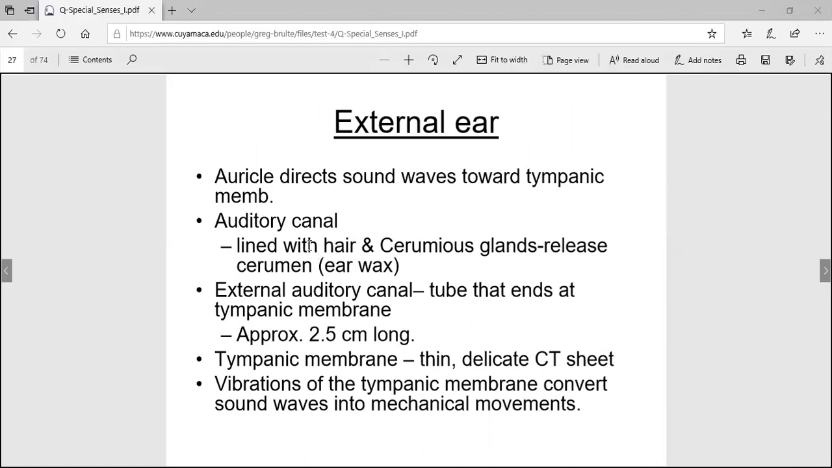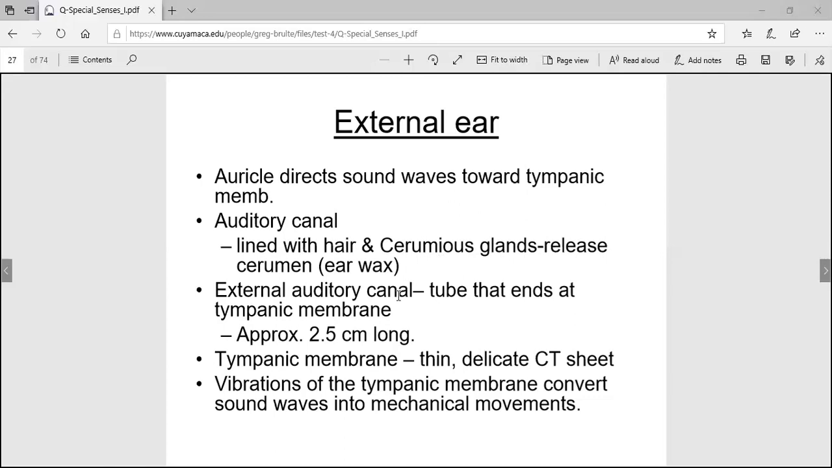Let's do it now. It's lined with hair and cerumenous glands. Don't even worry about those. I'm not going to ask about that. But that makes the earwax, which is kind of protective. But it can cause a problem if it builds up. You're not supposed to put Q-tips in the ear. You're supposed to wash them out with a little oil and all of that. You can buy those packs at the store. You can go to the doctor and get it done.